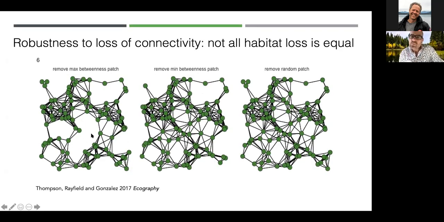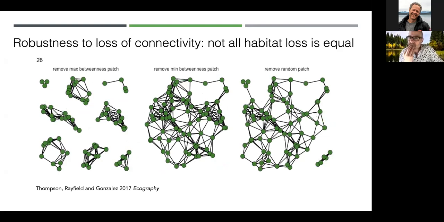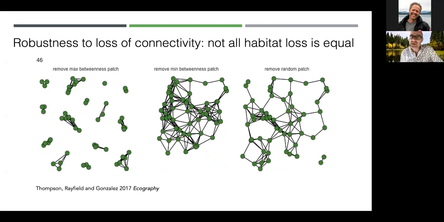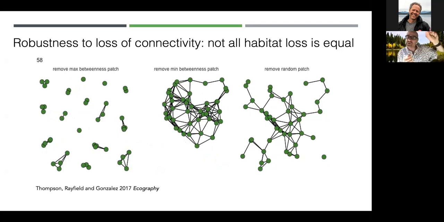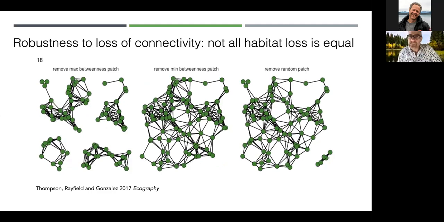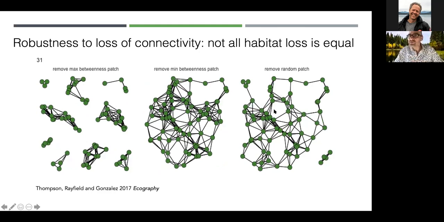And why we need the science, and in particular a certain type of network science, to manage connectivity, is that not all loss of connectivity is equal. What you're seeing here is 3 identical made-up landscapes, but I'm changing the rule by which patches are deleted from the landscape. On the left, we're using a rule based on removing patches of high centrality, patches that are often in the middle of a series of movements that a species makes through the network. On the left, I'm deleting patches preferentially that have high betweenness centrality. Here we're losing patches in preference of their low betweenness centrality. And on the right, we're losing habitat patches randomly.